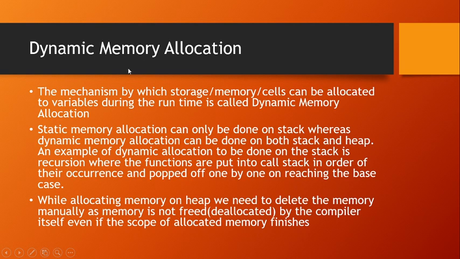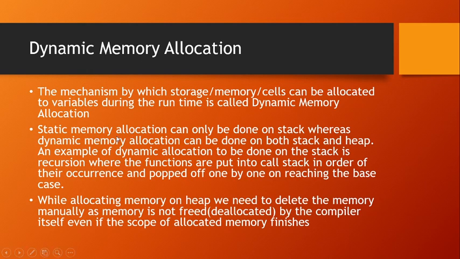First of all, before talking about linked list, let's talk about dynamic memory allocation. The mechanism by which storage of memory cells can be allocated to variables during runtime is called dynamic memory allocation. Mostly, we will not use this till now. While doing programming, we will always allocate the memory statically. But there is a vast scope for dynamic memory allocation. Dynamic memory allocation is the allocation of memory during runtime.